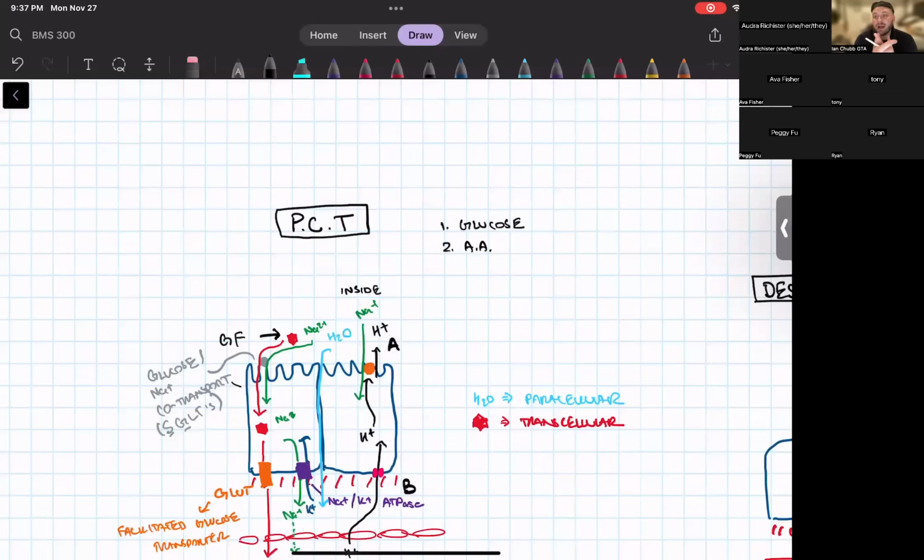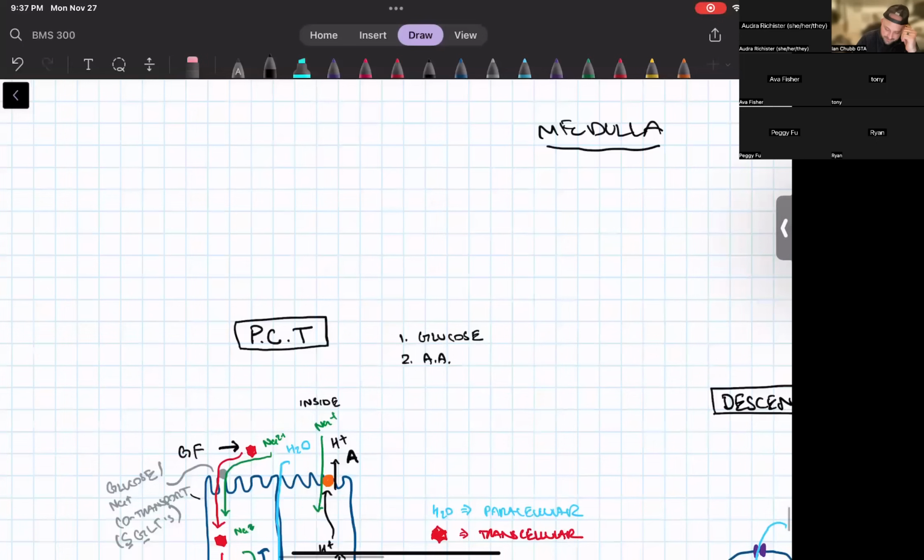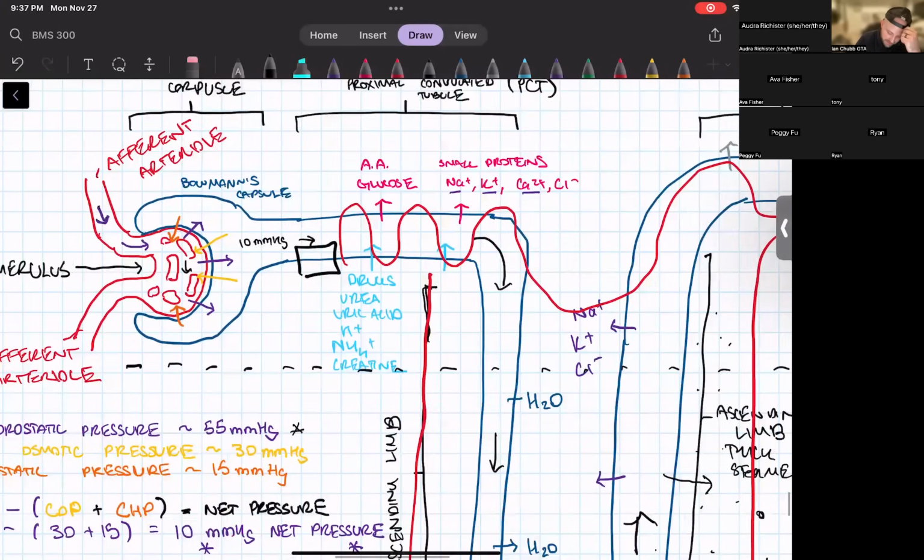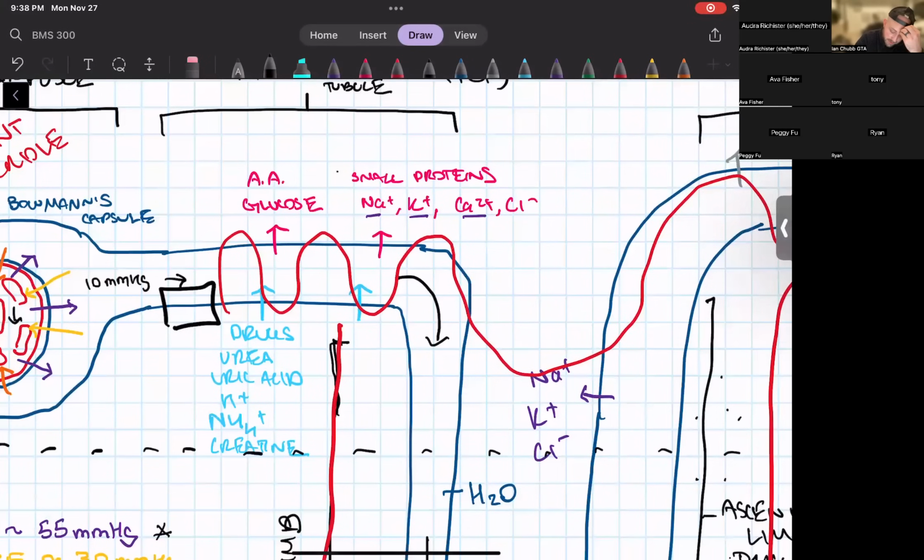Other things will be ions. So we'll have some sodium, some chloride. Water will follow it because water always follows salt. So we'll have some water pulled back in. And then we'll have some other things like urea and things like that. So if we look at the overall picture here, we'll have some other small proteins, sodium, potassium, chloride, calcium. Amino acids and glucose are the big ones. You usually will have 100% of these things reabsorbed back into blood from here.